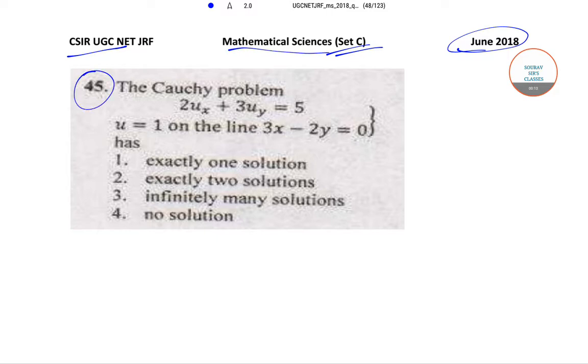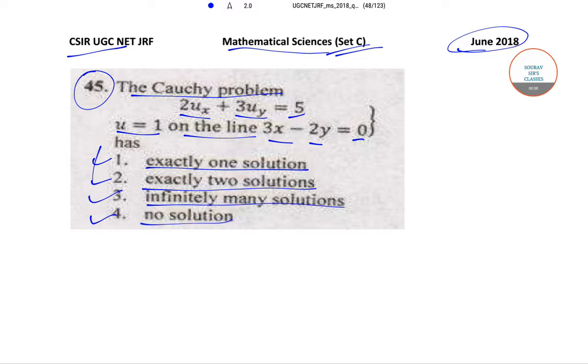In question number 45, we need to solve the Cauchy problem 2u_x + 3u_y = 5. It has been given that u is equal to 1 on the line 3x - 2y = 0. Then we have to find the number of solutions. Option 1: exactly one solution; option 2: exactly two solutions; option 3: infinitely many solutions; and option 4: no solution.